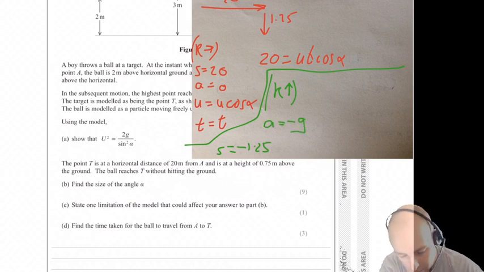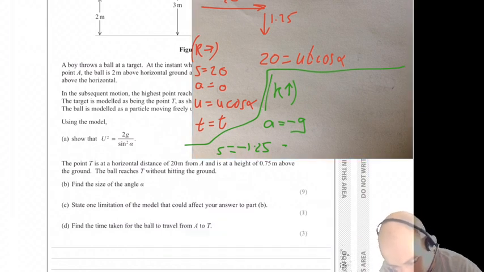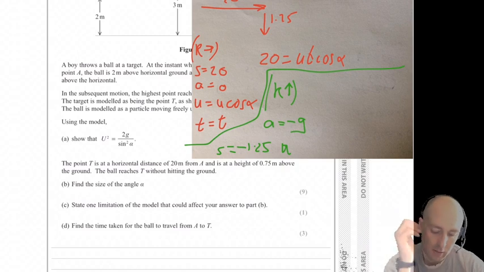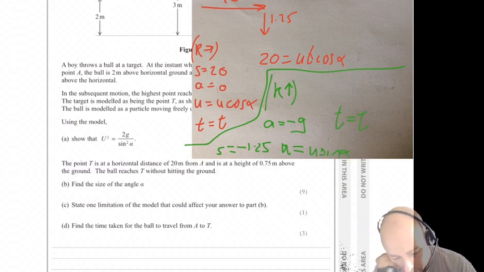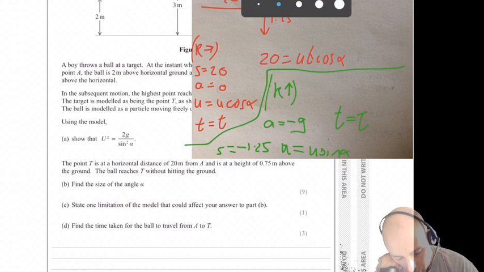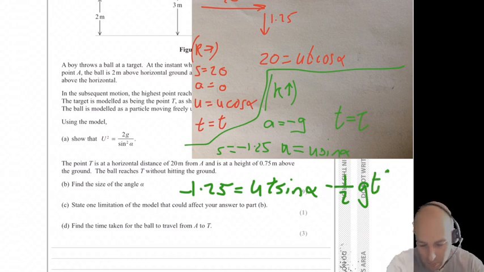And our initial velocity is going to be U sine alpha. And we know T is T. So if we put all that together, we're going to get minus 1.25 equals UT sine alpha minus half AT squared. So I have gT squared there. So those are my two equations.